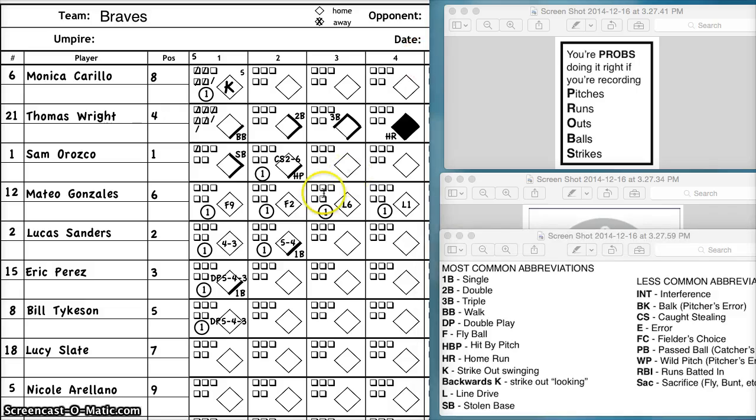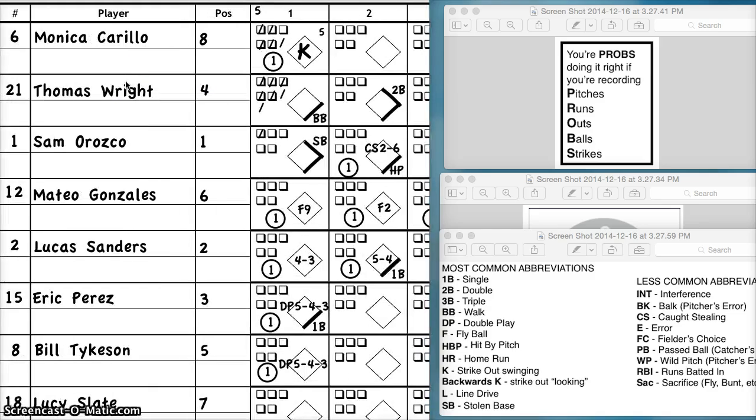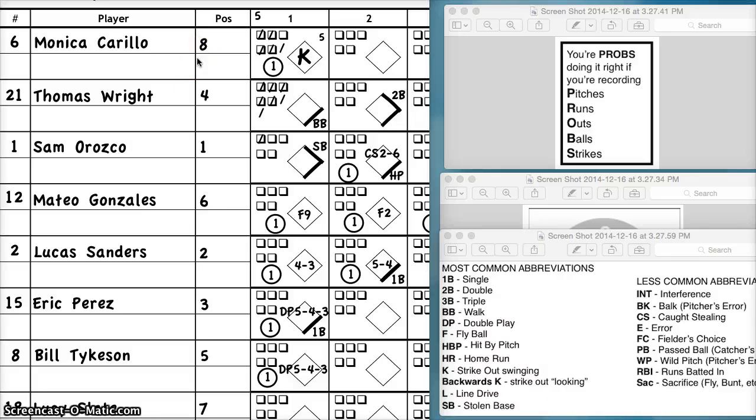So if we take a closer look over here at our scorecard, I filled in some random notes and some random possibilities for different players and plays and outs and situations. This isn't in chronological order because we're just learning the abbreviations and the notation, so keep that in mind as we go through this.